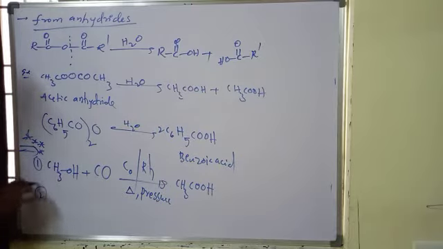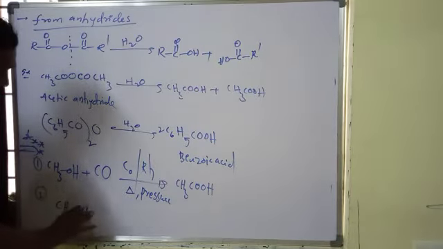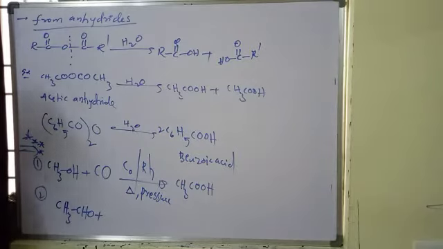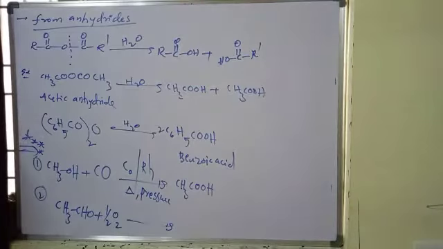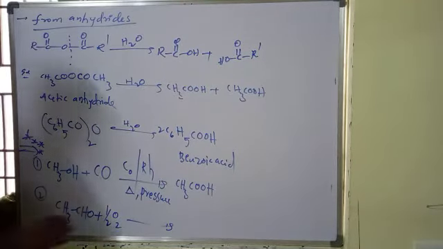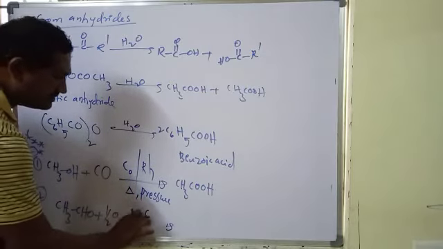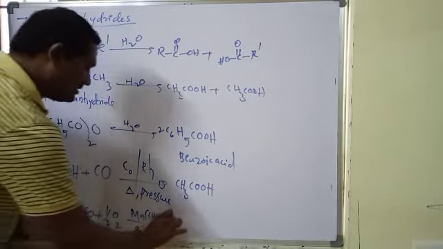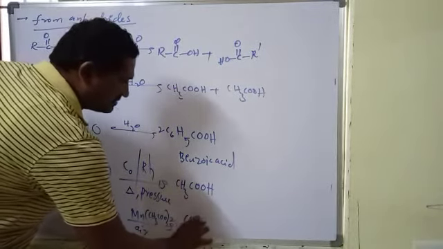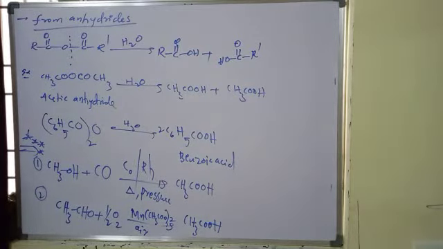One and two. Another method is from acetaldehyde. Acetaldehyde upon oxidation in the presence of air and manganese acetate gives CH3COOH. The product is acetic acid.